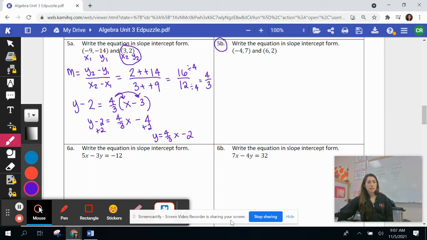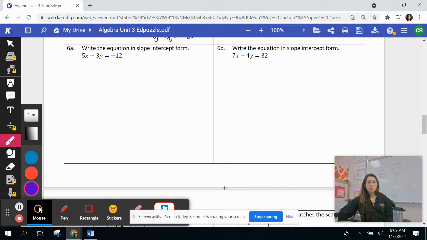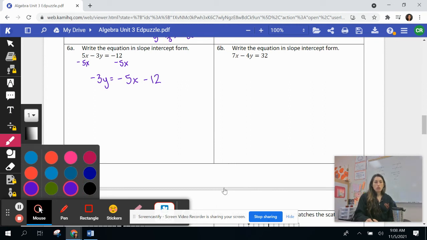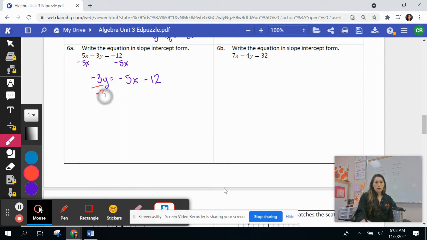Okay, on to question 6. Write the equation in slope-intercept form. So we want this to say y equals. Right now it's in standard form. That means we need to move the x's over to the right. I'm going to subtract them on the left side of the equation, subtract them on the right side of the equation. That gives us negative 3y equals negative 5x minus 12. I just like to write the x part first. And then our last step is to divide all of our terms by that negative 3. Divide by the coefficient of y.